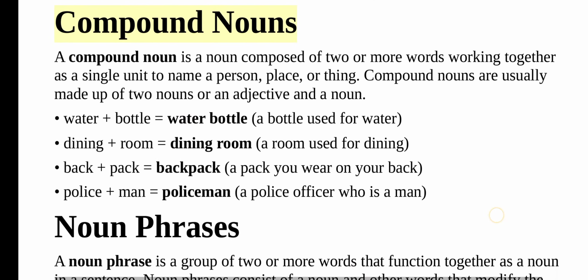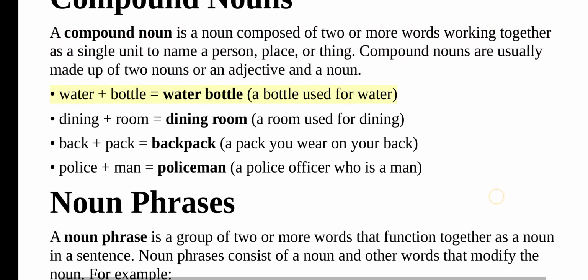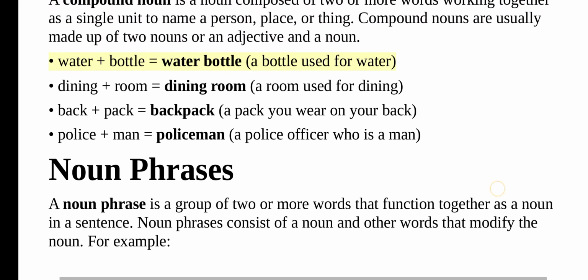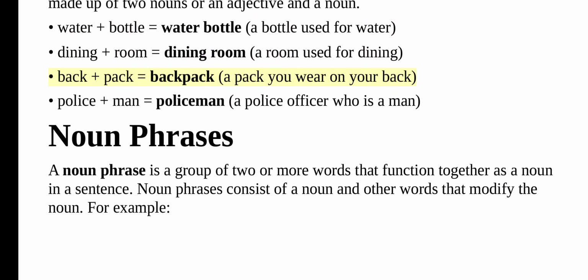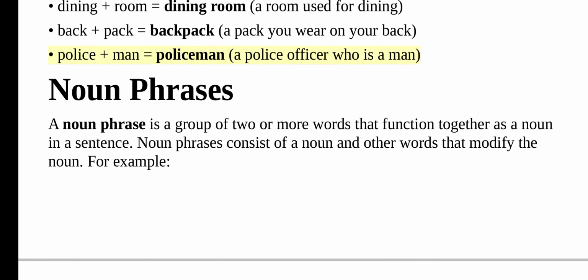Compound nouns. A compound noun is a noun composed of two or more words working together as a single unit to name a person, place, or thing. Compound nouns are usually made up of two nouns, or an adjective and a noun. Water plus bottle equals water bottle, a bottle used for water. Dining plus room equals dining room, a room used for dining. Back plus pack equals backpack, a pack you wear on your back. Police plus man equals policeman, a police officer who is a man.